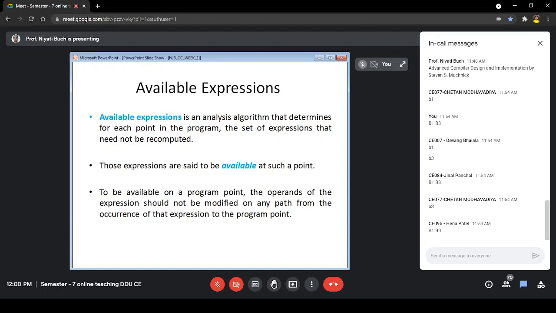So what is the condition? Again, we are repeating so that we don't make a mistake: the operands of the expression should not be modified on any path. Now, any is very important because there may be multiple paths to the instruction we are currently talking about, the current point in our program. So it should not be modified in any of the paths, and that we have to keep checking. If at all it is changing, then you cannot call that expression available.